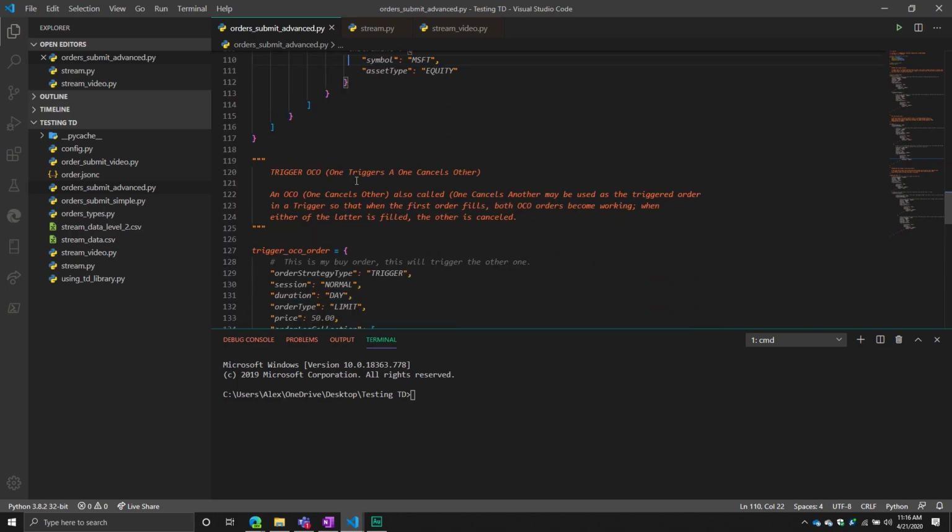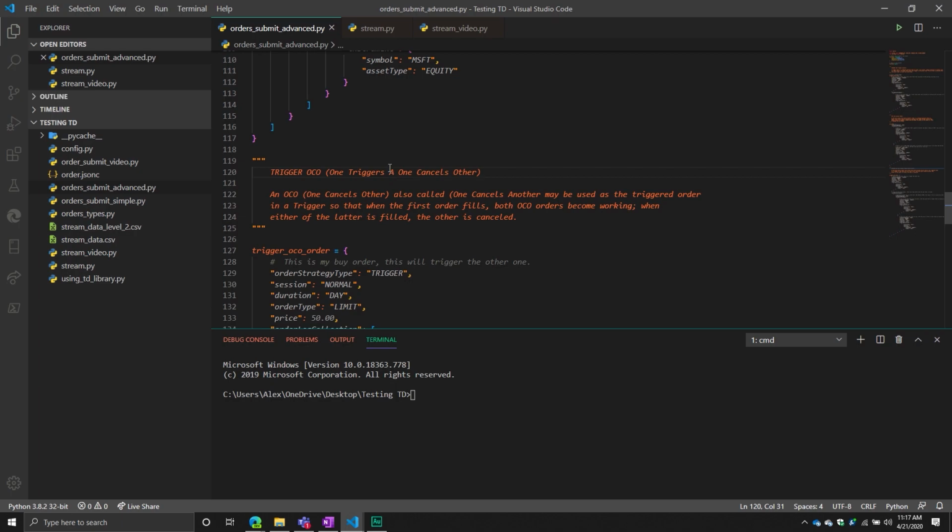We are now going to talk about a trigger OCO, which is basically adding a trigger component, which then triggers an OCO order. The way I like to think about this is you're waiting for an opportunity to happen. Once that opportunity happens, you want to have your order to prevent being greedy, but you also want to have your order to prevent a major loss. An OCO, one cancels other, also called one cancels another, may be used as the trigger order in a trigger, so that when the first order fills, both OCO orders become working. When either of the latter is filled, the other one is canceled.